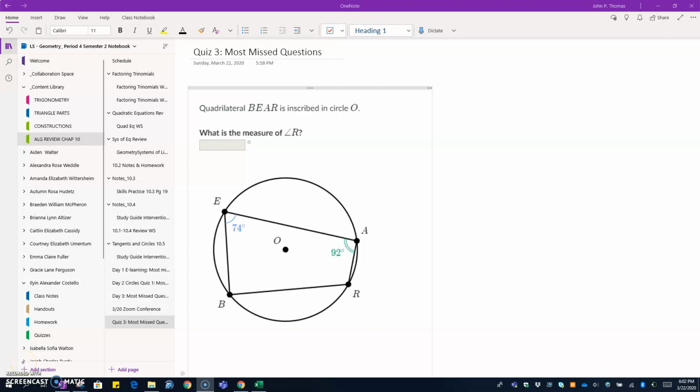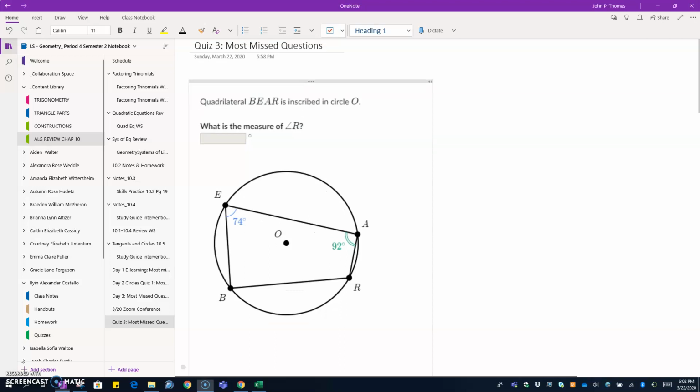Hi everybody, this is the top missed questions from quiz 3. Alright, so this first one we have quadrilateral bear inside circle O.